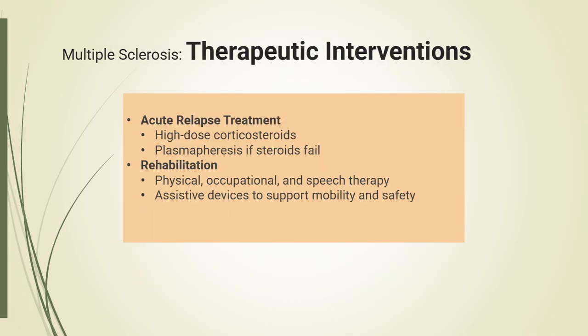To treat acute exacerbations or flare-ups, high-dose corticosteroids are commonly used. Steroids reduce inflammation and help shorten the duration of symptoms during an attack. In cases where steroids are ineffective or not tolerated, plasmapheresis may be used. Plasmapheresis works by removing harmful antibodies from the blood that may be contributing to the immune attack on myelin.